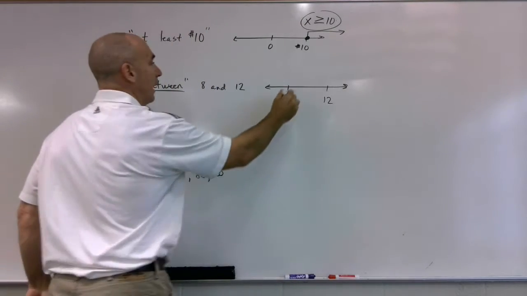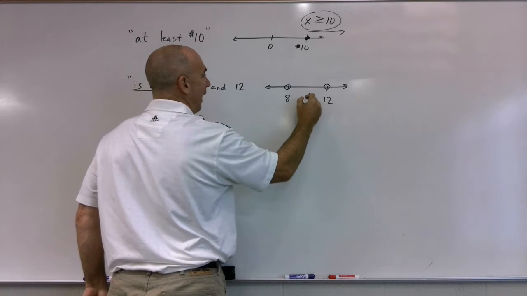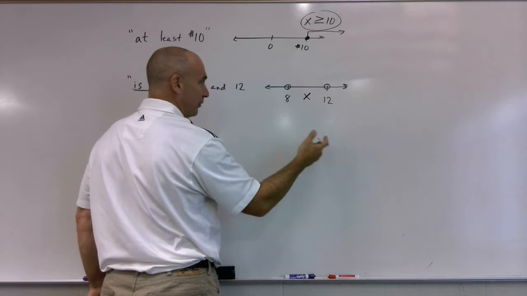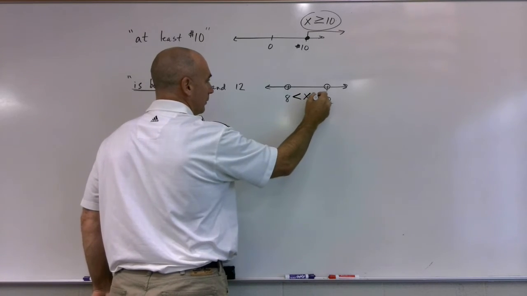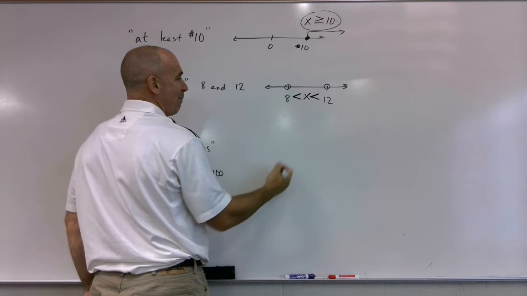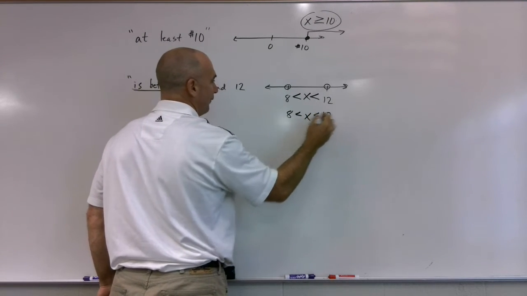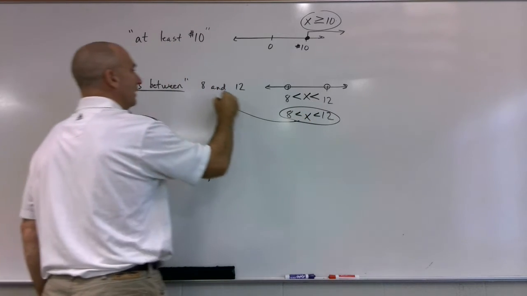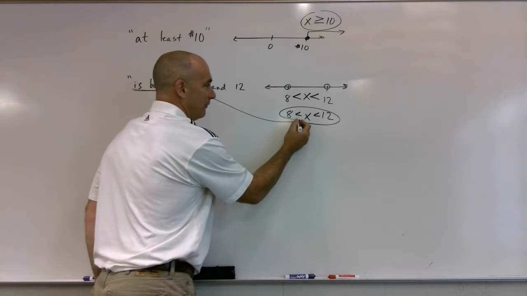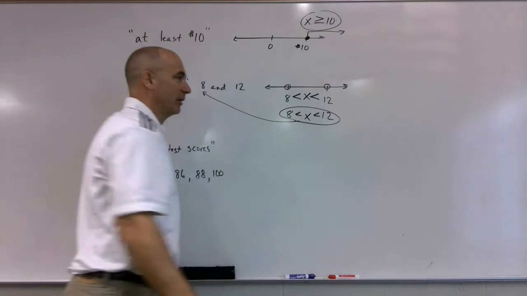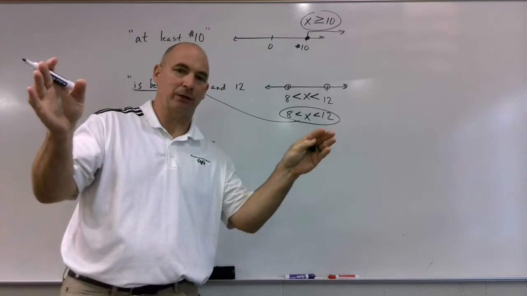So that means this would have to be an open circle, but then I could say X, the amount of money I have, or the amount of potatoes I have, needs to be greater than 8, but less than 12. So this is X is greater than 8 and less than 12. This is how I could demonstrate that language. See, it does not have "or equals", because it doesn't include it. It is strictly between. When it says between, it means between, not including.